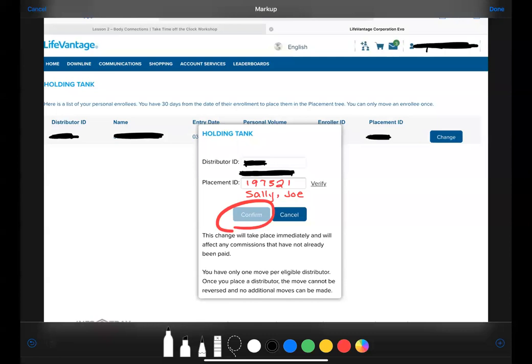So this is where moving customers out of your holding tank to different people in your downline, this helps them rank up as well. This also helps them get a bigger paycheck as well. But where to move it is kind of important. Because this is how you are going to get even a bigger paycheck.